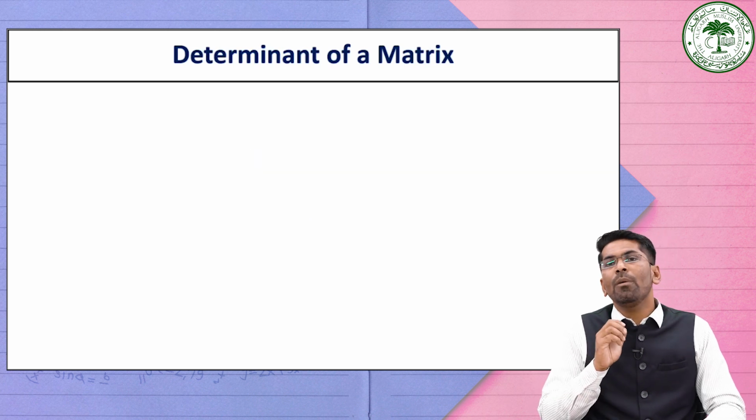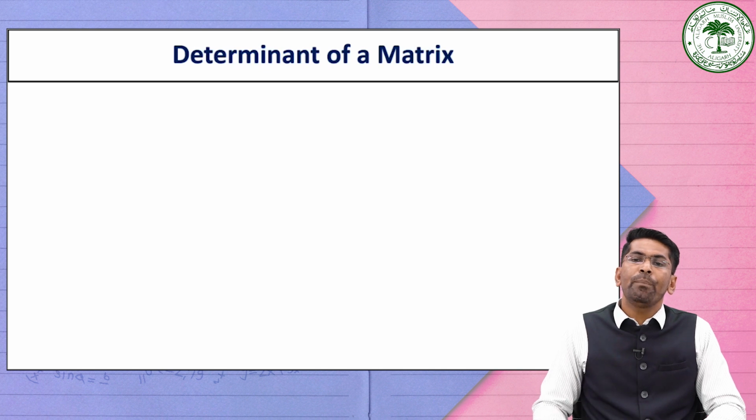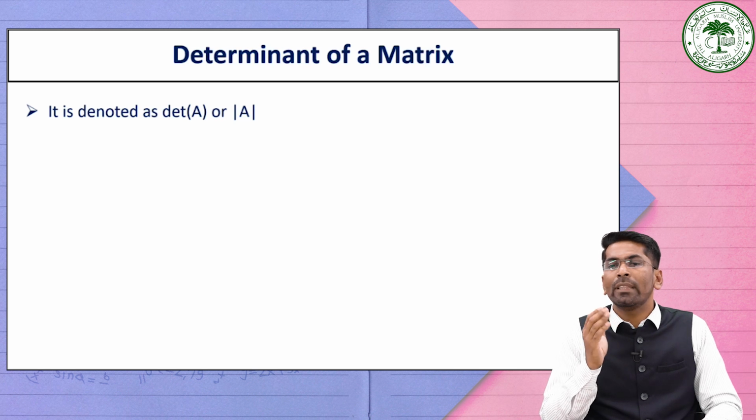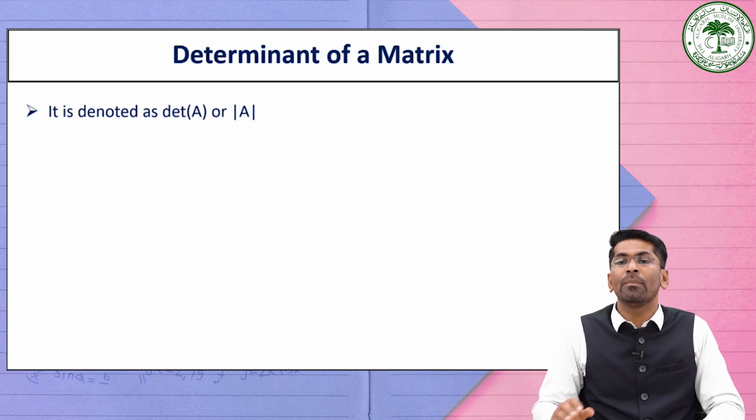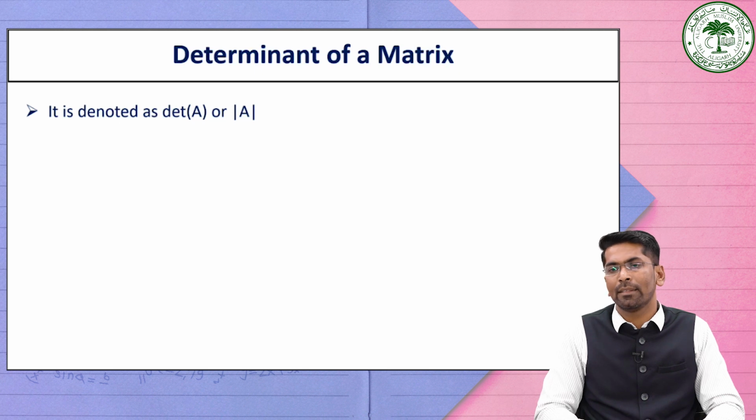See, the determinant of a square matrix, for example, say matrix A, is typically denoted as determinant A, or the absolute value of A, or simply we can say it is determinant A. It is simply a scalar value that can be estimated from the matrix elements, and the computation varies depending upon the size of the matrix.